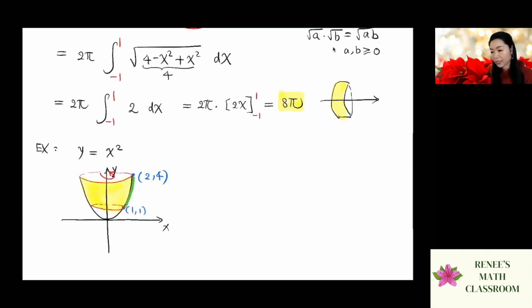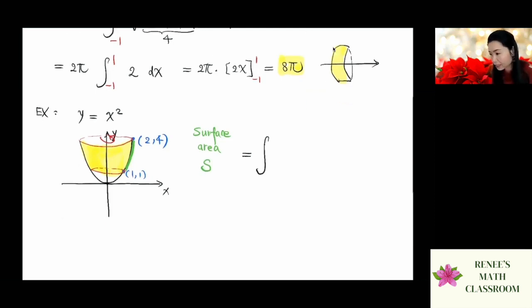Now, how can I find this surface area? So the surface area, let's call that S, is equal to the integral of, can someone tell me what that integral is? You pick a point on the curve, right? So this is (x, y). And you rotate this point about the y-axis. So you're going to trace out this circle here. The radius for this circle corresponds to the x. So that is going to be 2 pi x.